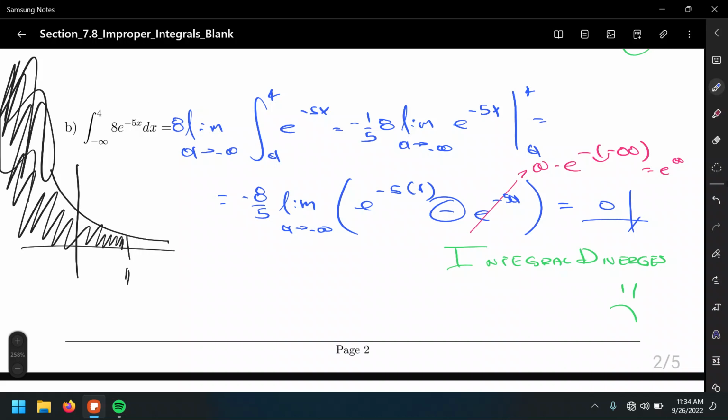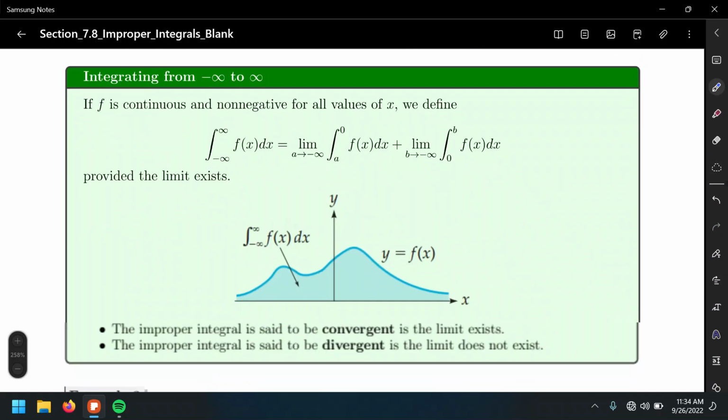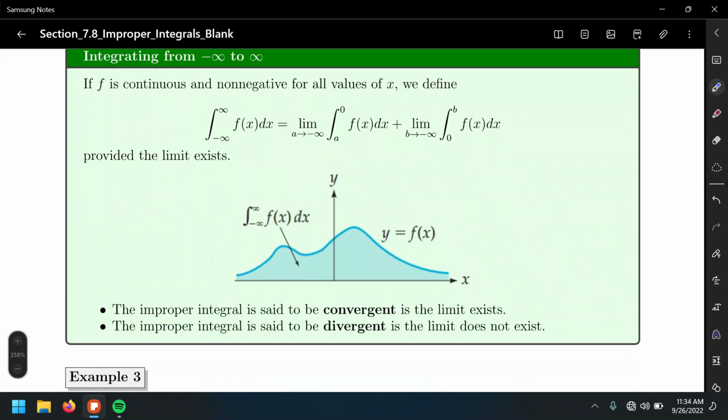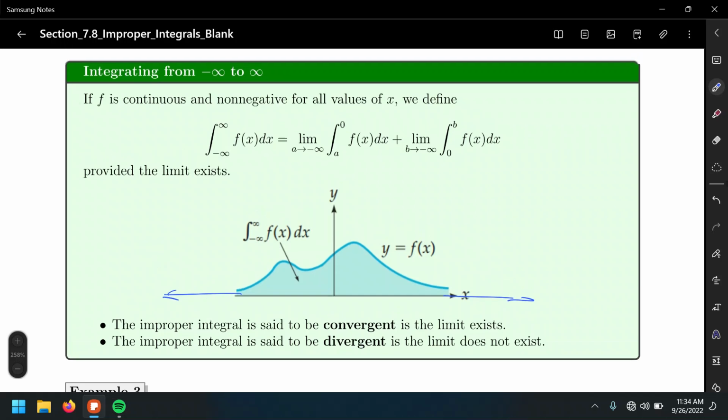Alright, those were the two separate cases, integrating to positive infinity and then integrating from negative infinity. Now let's do the third case, in which we will integrate from negative infinity to positive infinity. The picture is pretty much putting them together. We're getting this infinite area all the way from negative infinity to positive infinity. But in this case, we need to split this integral into two.